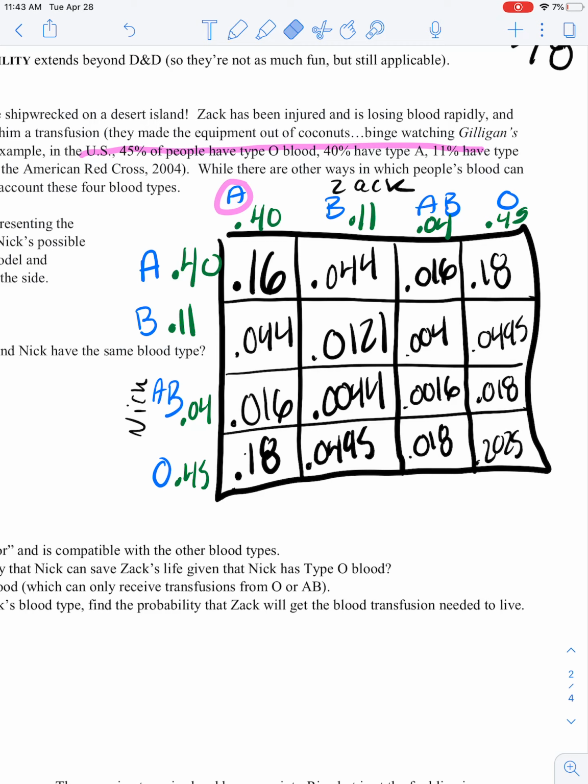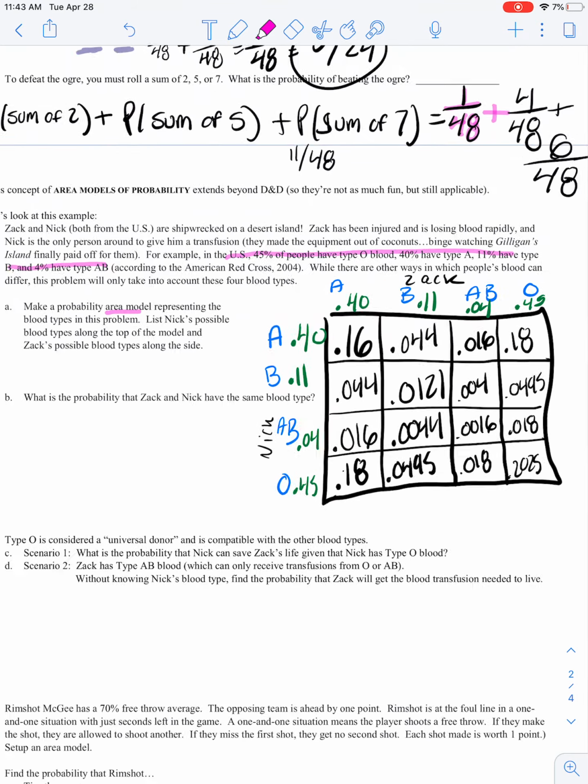So if I were to ask you, once this is filled out, what's the probability that Nick has B and Zach has AB? You would go to the intersection of B and AB right there, and your answer would be 0.004. So these can be very helpful when answering different questions.